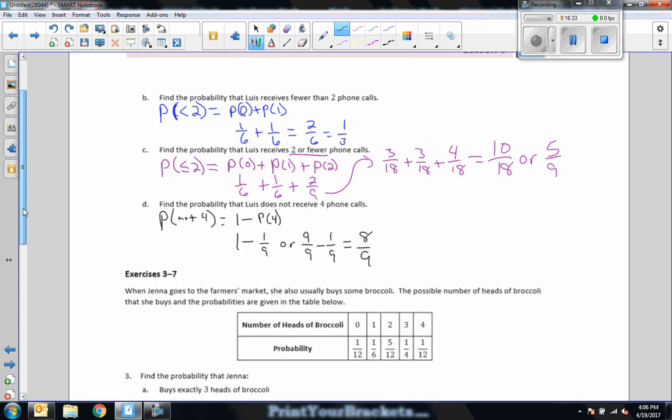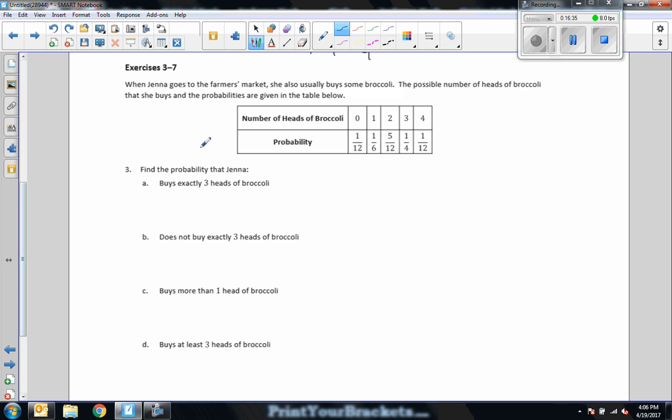Okay? Exercise 3. Now you try this one. Pause the video, see if you can get this, and come back and we'll share. Okay, so I have a 12, a 6, a 12, a 4, and a 12. The common denominator is 12, so I'm going to do 1/12 here, 2/12 here, 5/12 here, and 1/4. I have to multiply by 3 to get a 12, so it's 3/12, and 1/12. 5, 6, 7, 8, 9, 10, 11, 12. That equals 12 over 12, which equals 1.